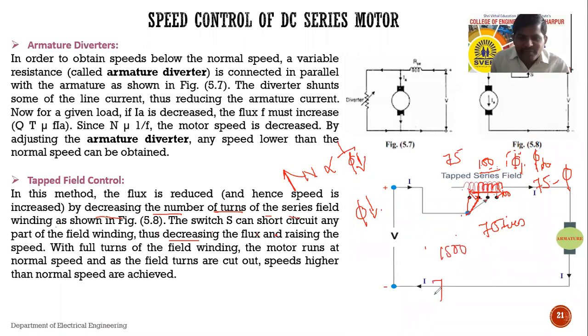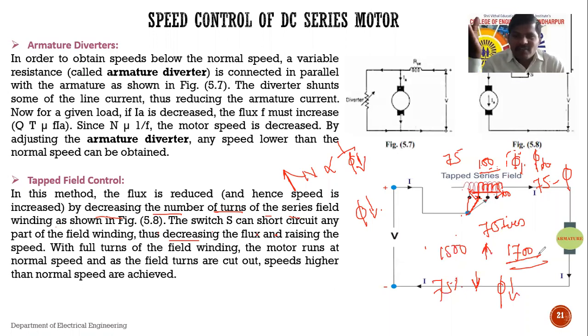If I connect it to 75, I connect it to the tapping, which means I have reduced the number of turns. If the number of turns is reduced, flux also reduces. If the flux also reduces, that means the speed of the motor will increase. Suppose speed is getting 1700 revolutions per minute, like that. Okay, that means by decreasing the flux. How do we decrease flux?